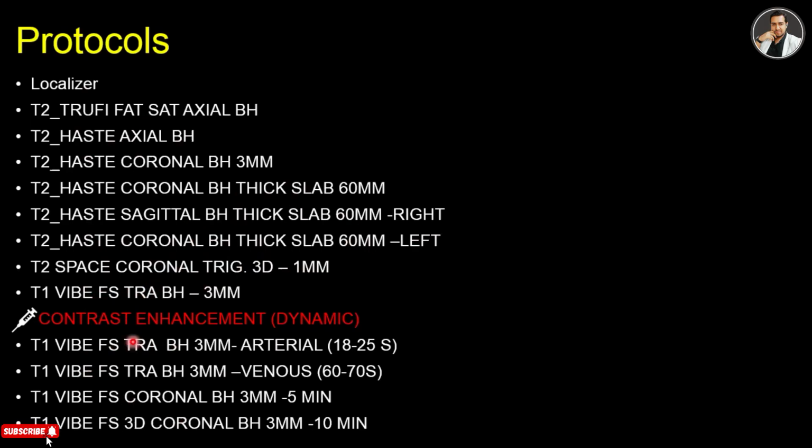And these are the excretory phase protocols: T1 Vibe fat set, 3 millimeter arterial, venous, and coronal. Coronal delayed 5 millimeter and 10 millimeter.